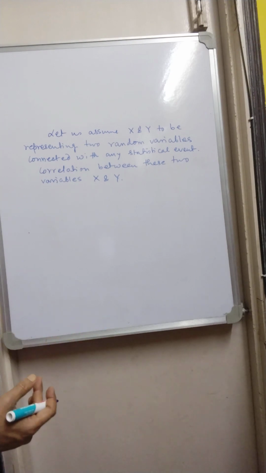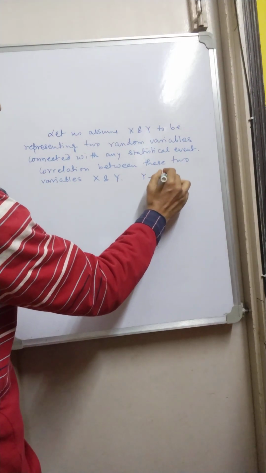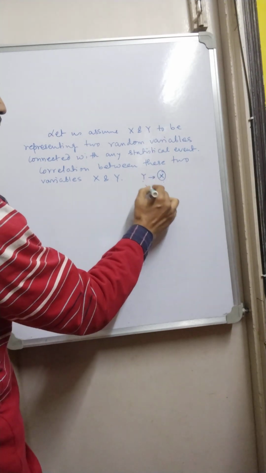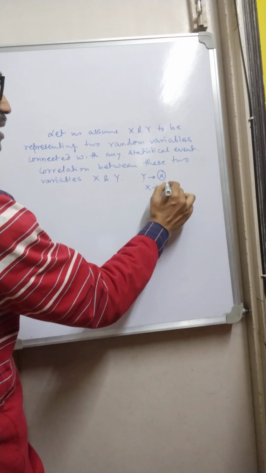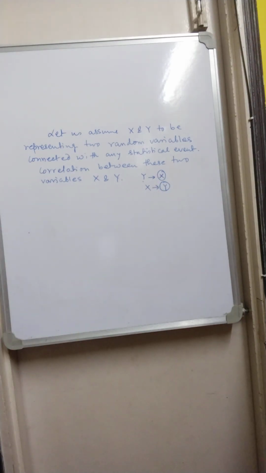We have two types of dependence. One is y on x, where x is assumed to be independent and y depends on x, and the other is x on y, where it is assumed that y is independent and x depends on y.